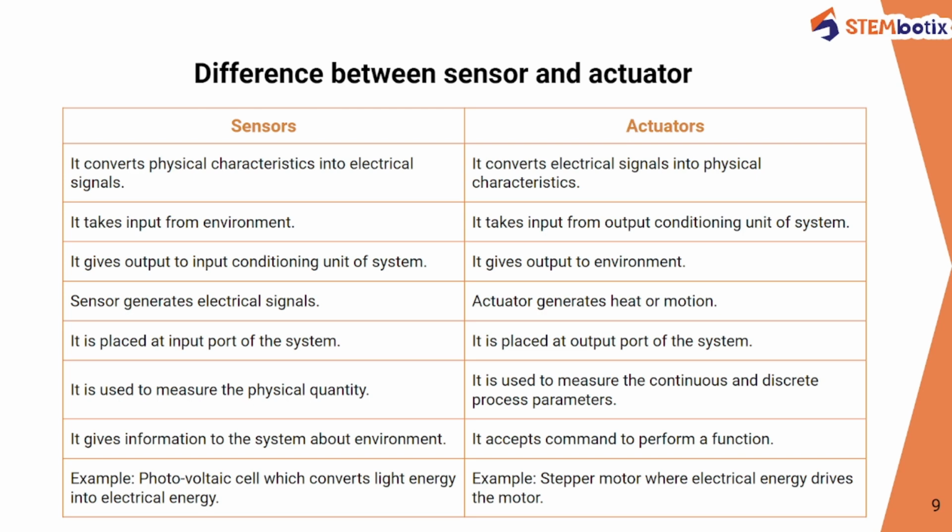Whereas the actuator's example is a stepper motor, where electrical energy drives the motor. So as soon as you connect the stepper motor to supply, it will drive the motor. And in return, it will rotate some part of a system or machine.